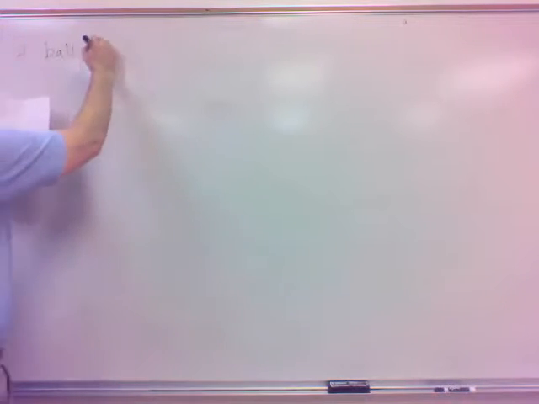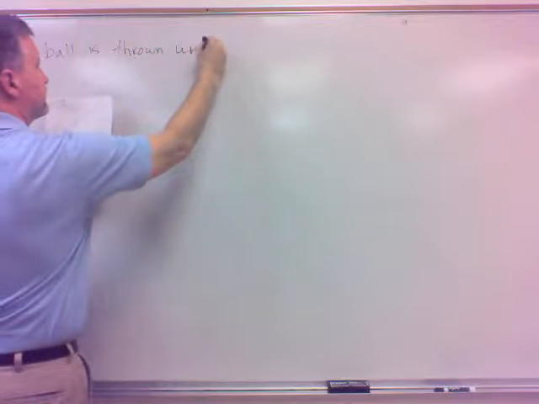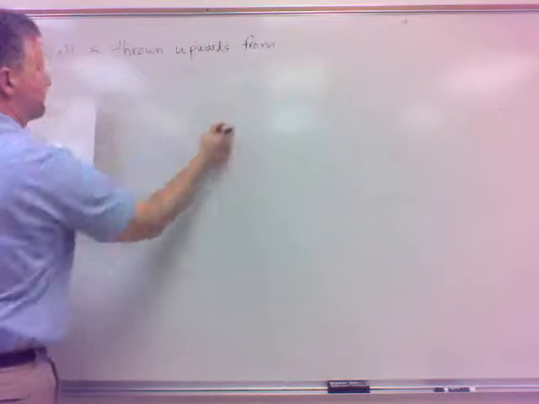Let's talk a little bit about the height of an object. Let's say a ball in this case. So we've got a ball that's being thrown upwards. Ball is thrown upwards from a building. Top, of course, of the building.